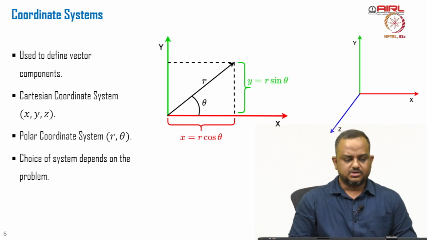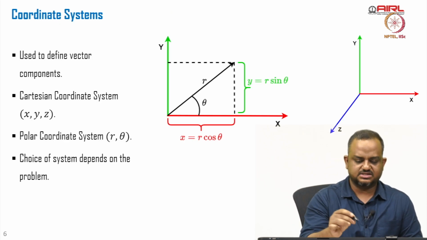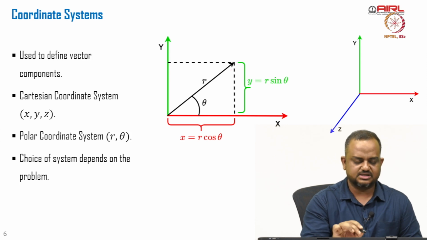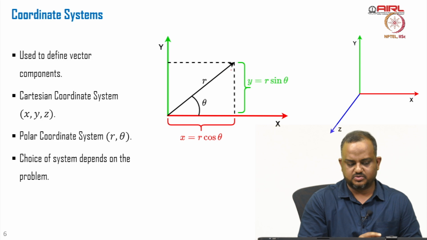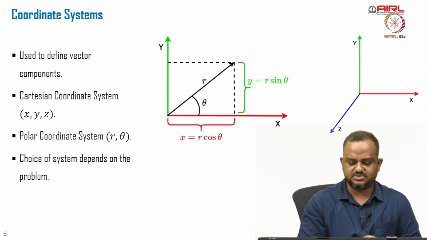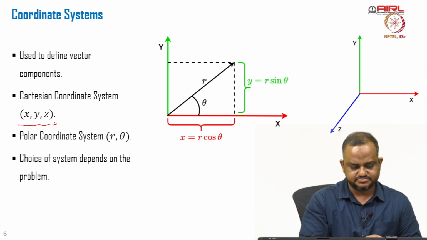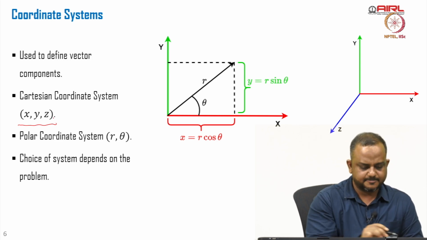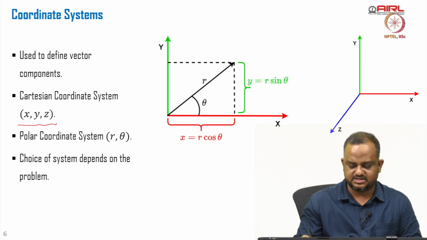Okay. So in coordinates, vectors are represented as arrows, as we have seen in the last slide also. This coordinate system is used to define vector components. When it is a Cartesian coordinate system, then we have three axes x, y and z for 3D. If it is 2D, then it will have only two axes x and y. If it is 3D, then it will have three axes x, y and z.